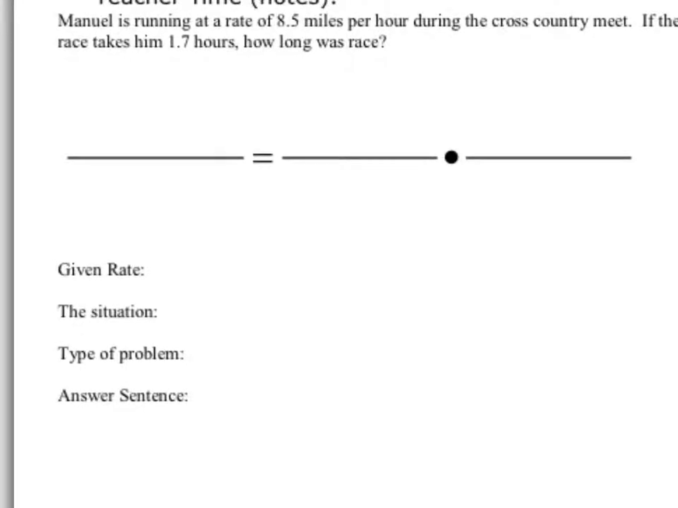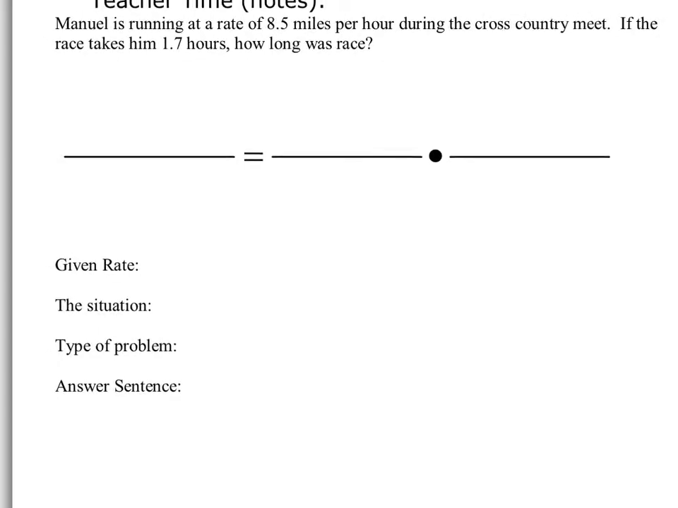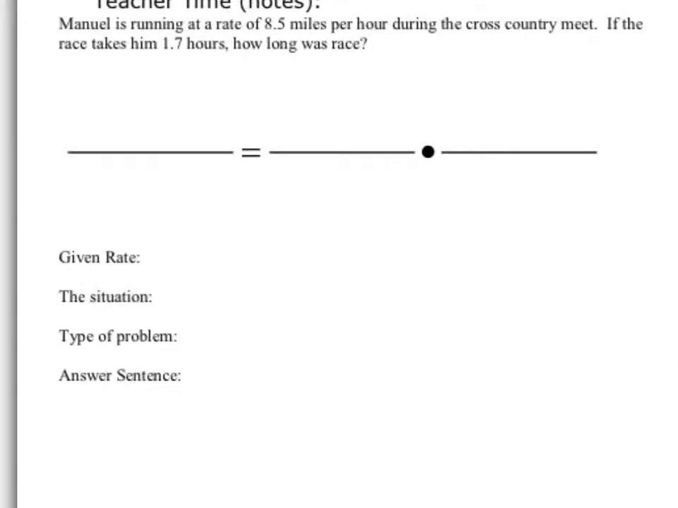It says that Manuel is running at a rate of 8.5 miles per hour during a cross-country meet. If the race takes him 1.7 hours, how long was the race? And so when we see a problem like this, there's a lot of information that we can immediately pull out. All right, and the first thing that we can pull out is that we're given a rate. The rate we can find here is 8.5 miles per hour. So I'm going to come down here and I'm going to write that rate, 8.5 miles per hour.